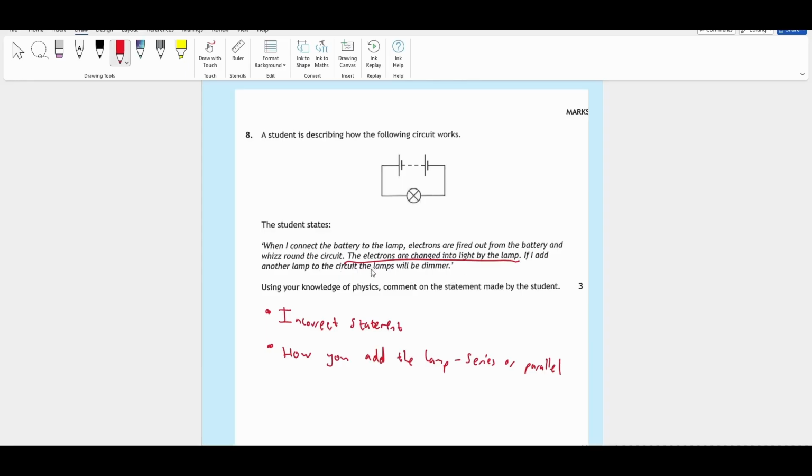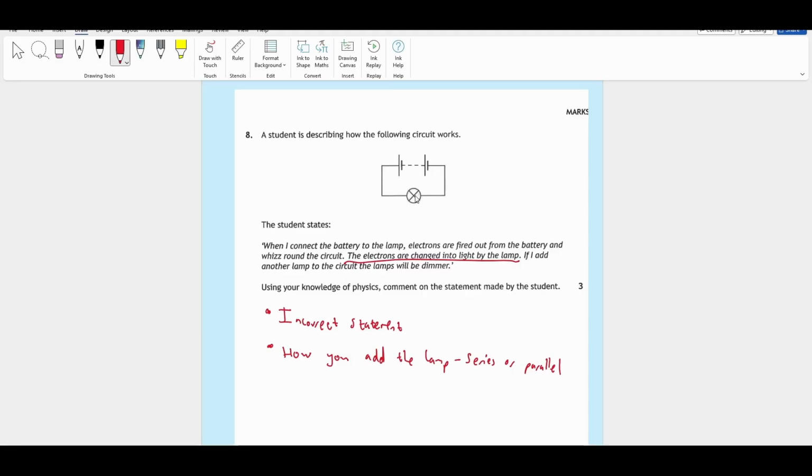So from what I can see, I can only see 2 things which I could talk about. First, I could talk about the incorrect statement that the electrons are changed into light by the lamp. This is incorrect as electrons carry energy from the battery to the lamp. They do not change. They will always be there. They're just carrying the energy and supplying the electrical energy to the lamp to change this electrical energy into light energy.